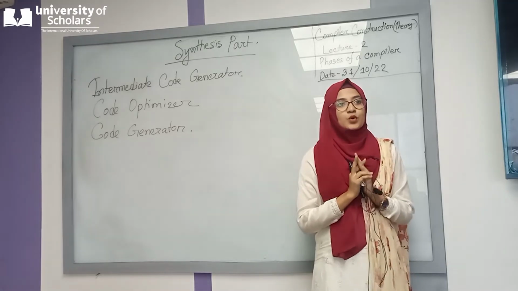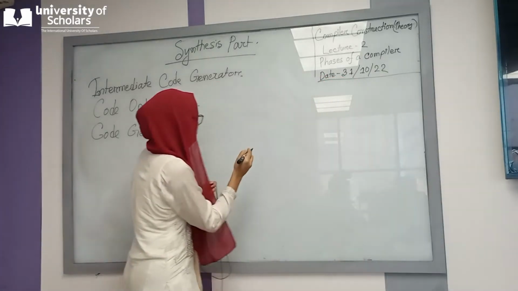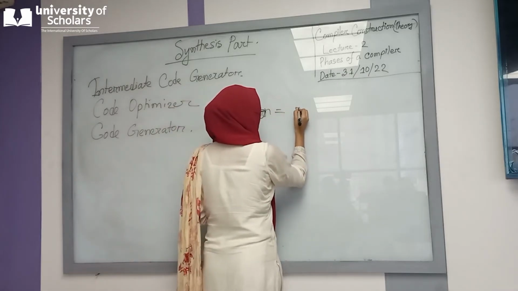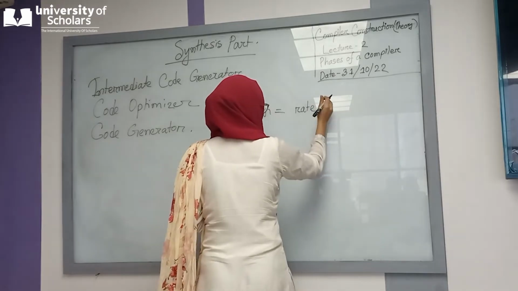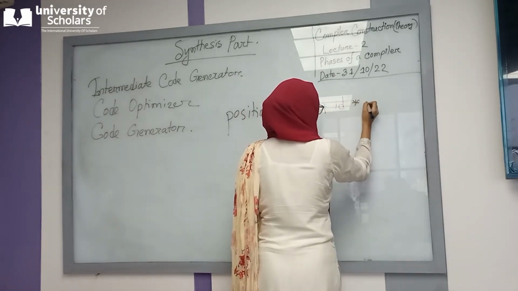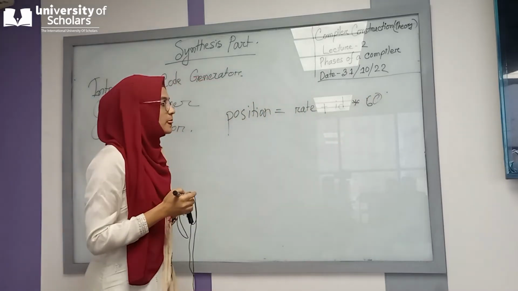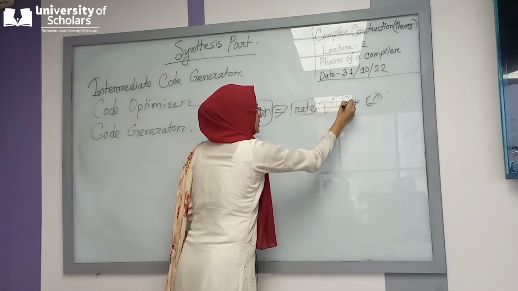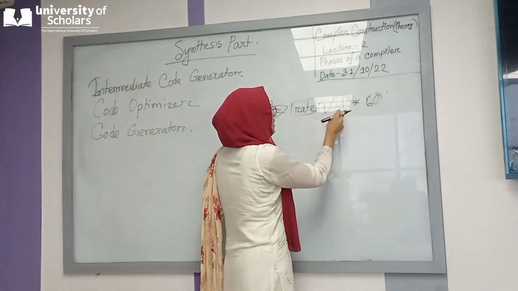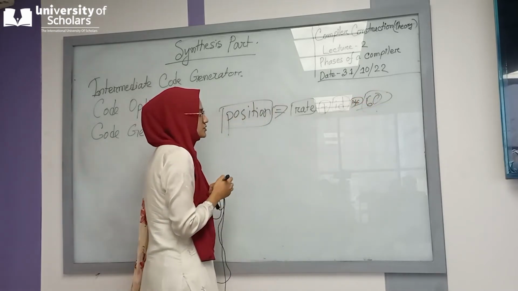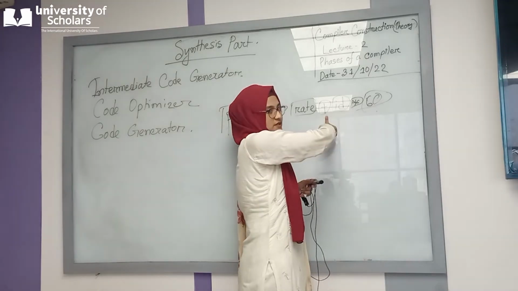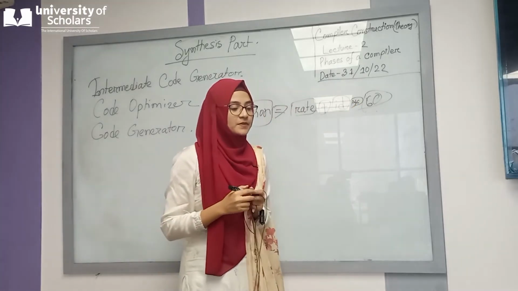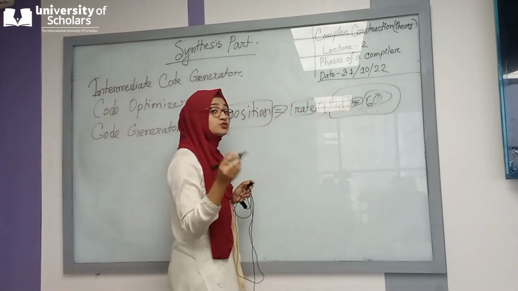After the tokenization, we need to complete the tasks. Like in our previous token, we have written position equals to rate plus ID into 60, right? Something like that. Now as we have tokenized these things, we need to perform the operations, like these operators. So which was the priority first, the plus one or the multiply one? Multiply. Yes, multiply. So first we need to do this multiplication and we need to store the data.